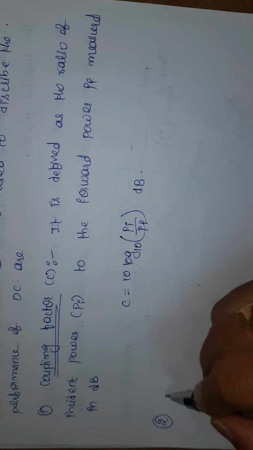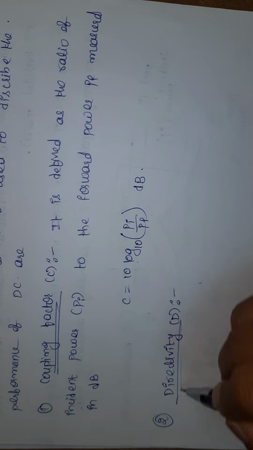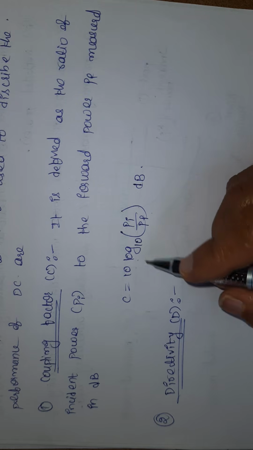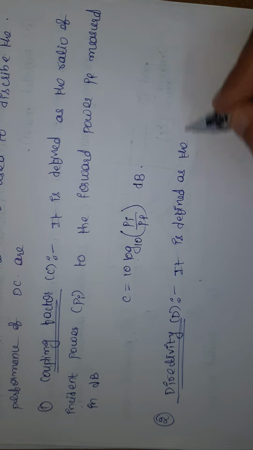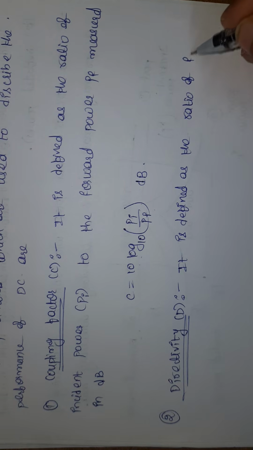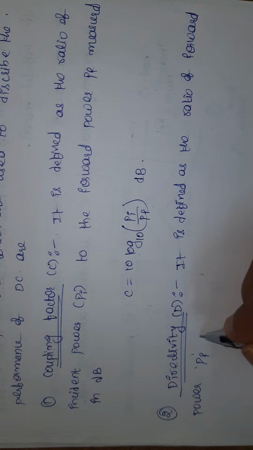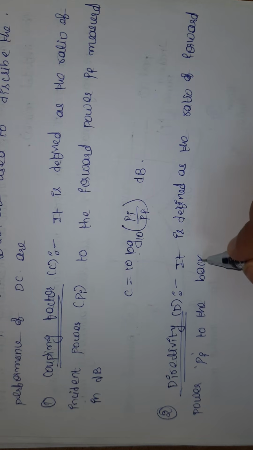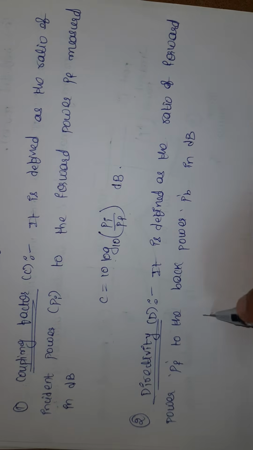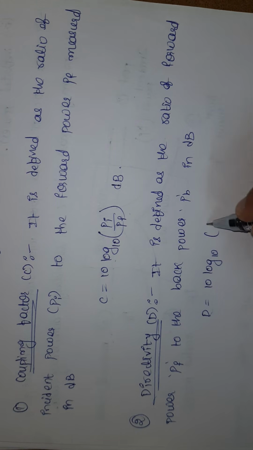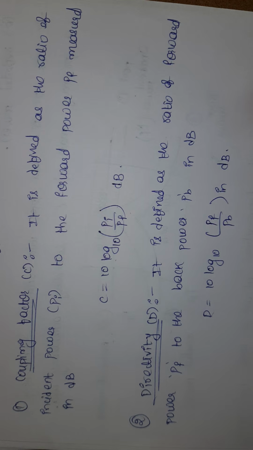The second parameter is directivity, represented by the capital letter D. It is defined as the ratio of forward power Pf to the back power Pb, and it can be written as D is equal to 10 log to the base 10 of Pf by Pb, in dB.